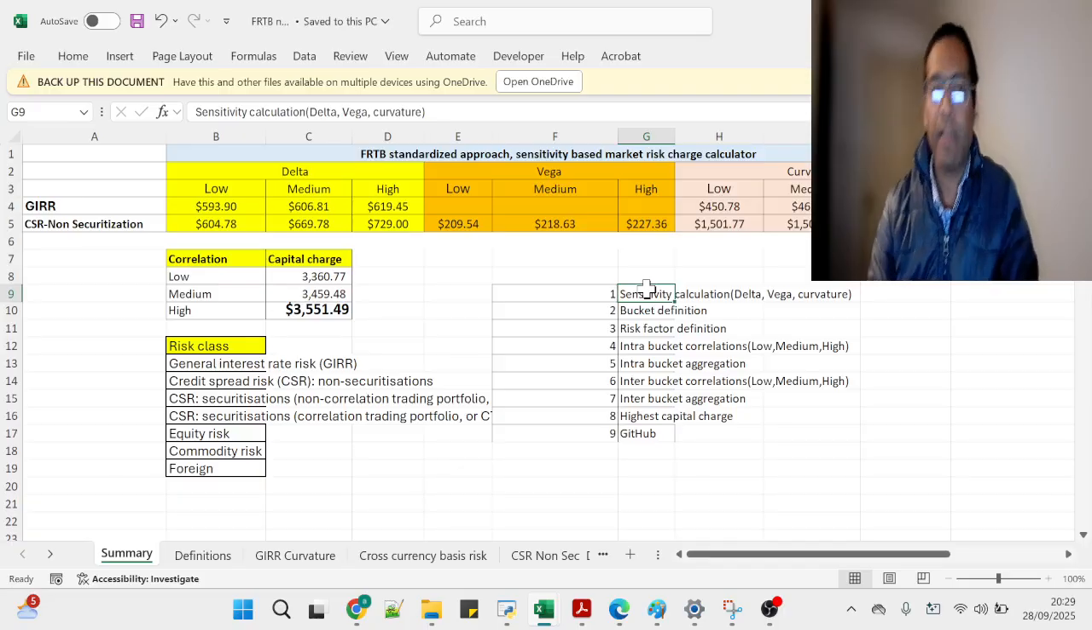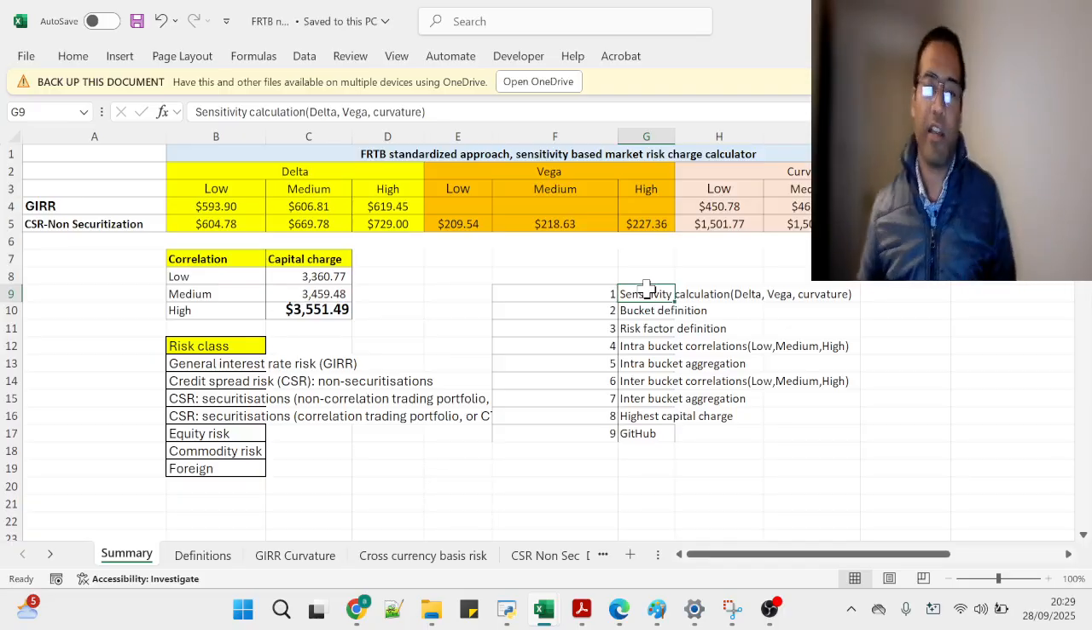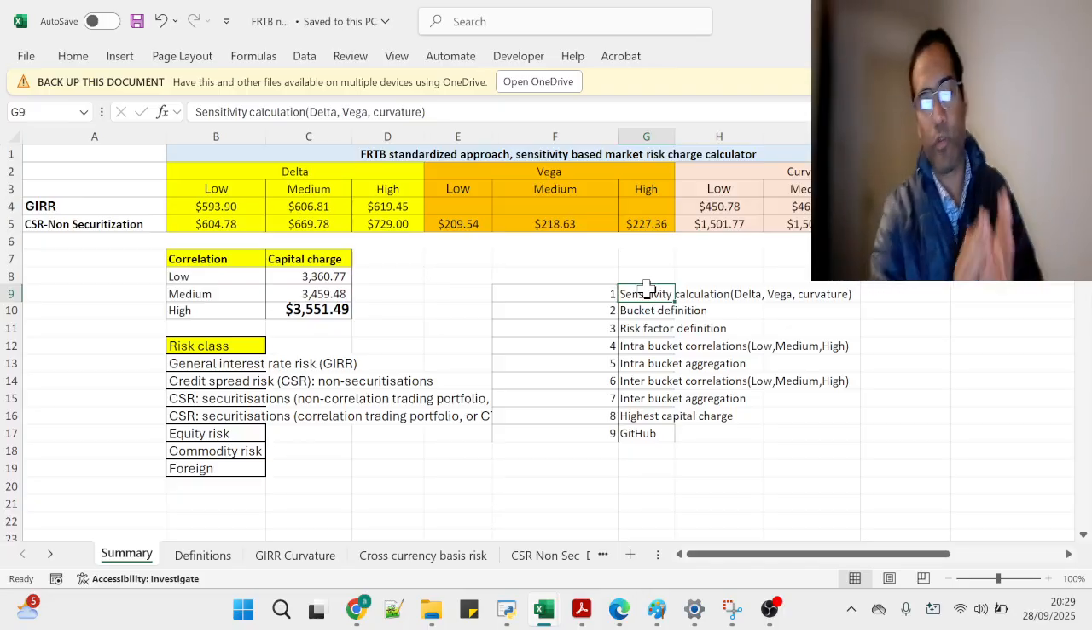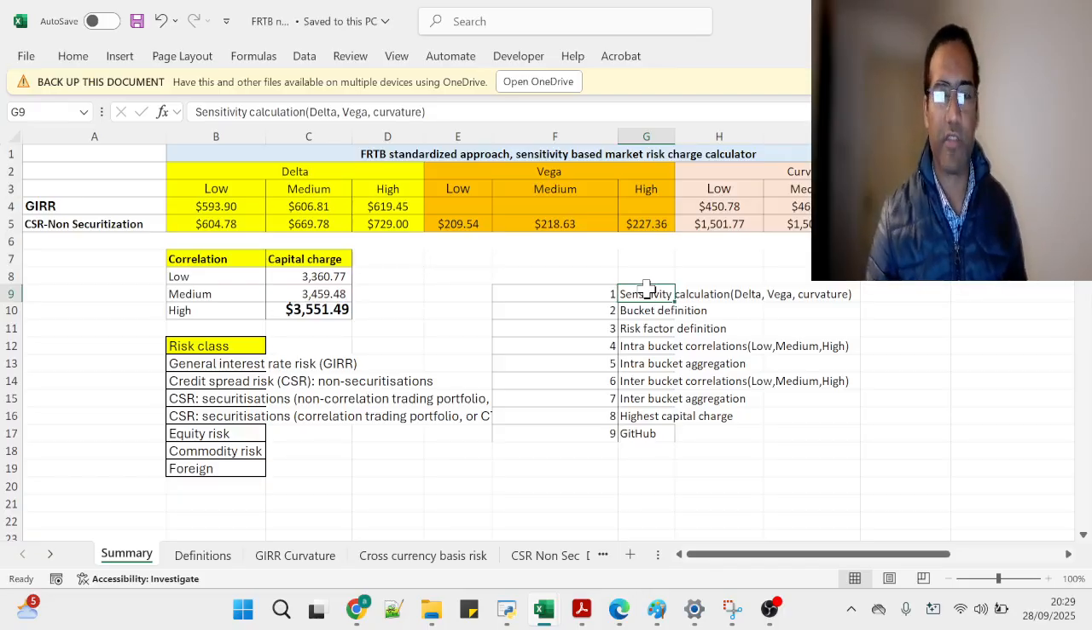Okay, so what is delta in the FRTB? Delta is nothing but, first, what is the standardized approach? The standardized approach is a risk factor based approach. So you have certain risk factors. For example, if you have a bond in the portfolio, what risk does it have? That interest rates can rise or fall at different tenors. So that is the risk in your portfolio. Those are your risk factors.